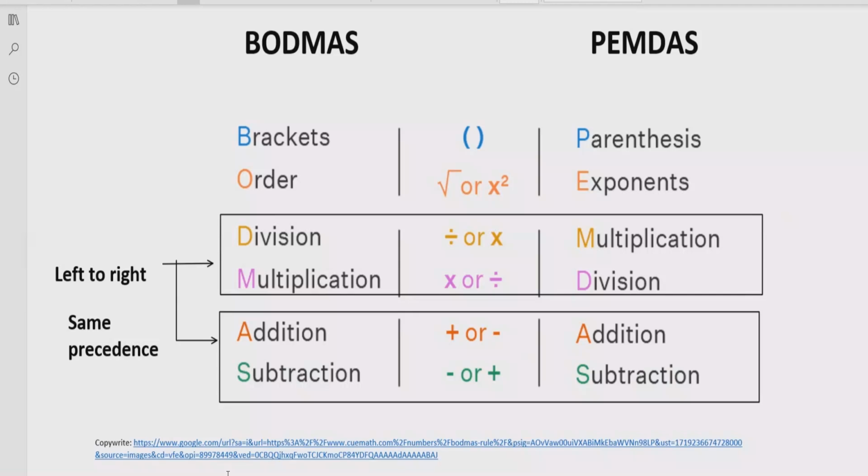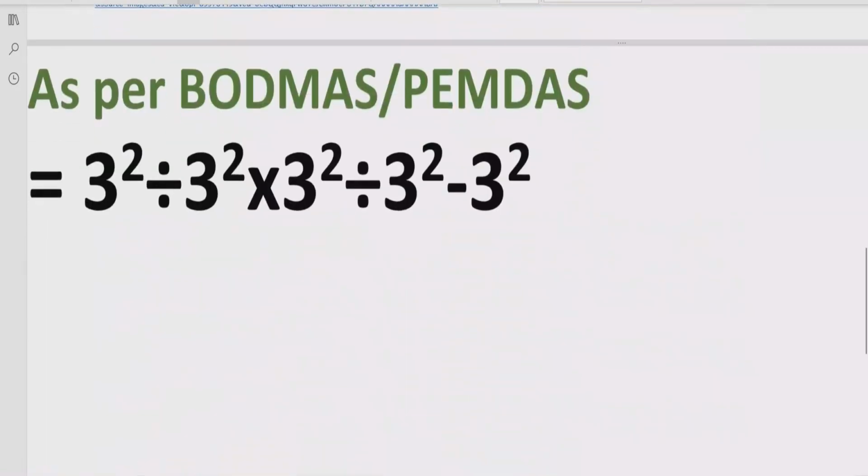Step number 3 is you have to solve division and multiplication. Both have similar precedence, so you can solve whichever comes first. You have to go left to right in your expression and find division and multiplication. If division comes first, you solve the division first, and if multiplication comes first, you solve the multiplication. Whether you are using BODMAS or PEMDAS, the rule is the same for both. Similarly, for addition and subtraction we have the same rule. We can solve addition first if it comes first, and subtraction first if it comes first. Now, move forward to solve the given expression.